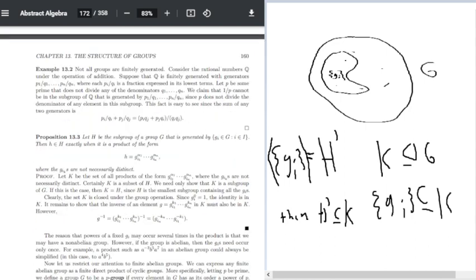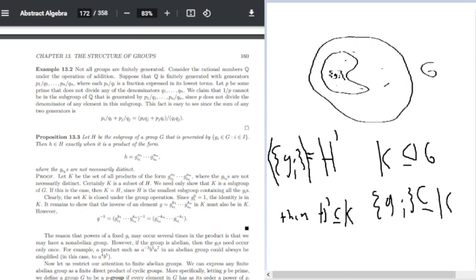Example 13.2. Not all groups are finitely generated. Consider the rational numbers Q under the operation of addition. Suppose that Q is finitely generated with generators p1 over q1 all the way to pn over qn, where each pi over qi is expressed in lowest terms.